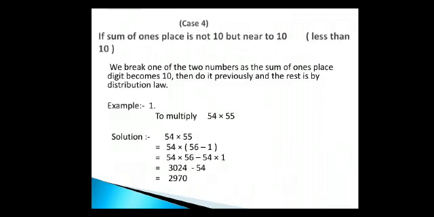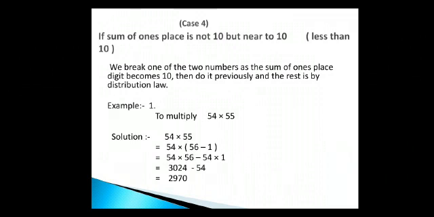Again, case 4. If sum of one's place is not 10 but near to 10, means less than 10, we break one of the two numbers so that the sum of one's place digit becomes 10, then do it as previously, and the rest is by distribution law. As we have done before, we will follow the same process in this topic. So we have to multiply 54 into 55.